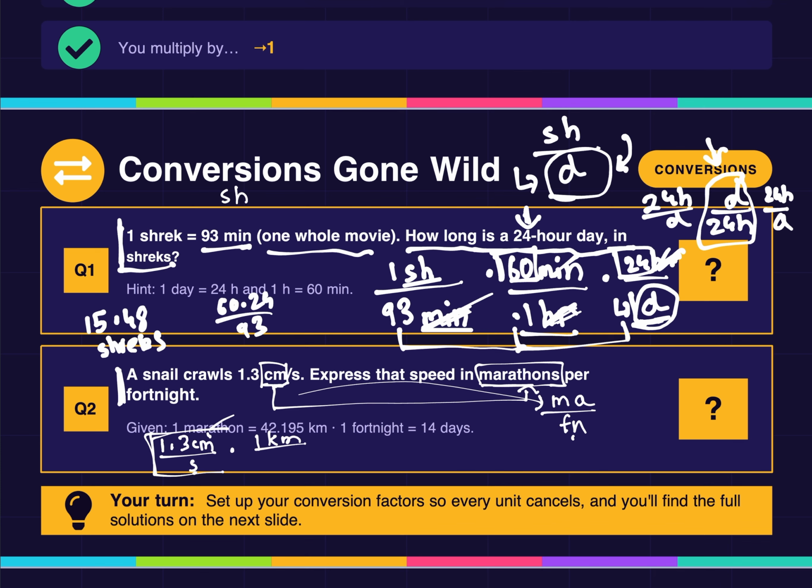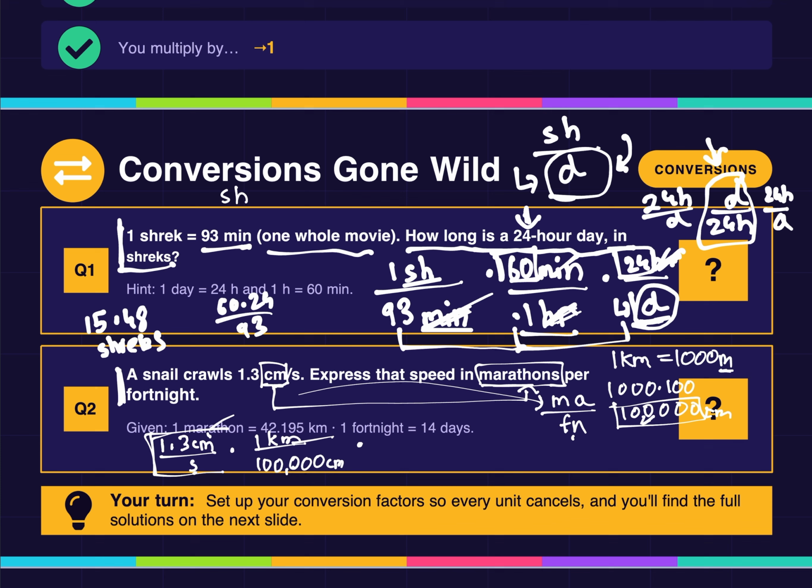Now, we want to cancel out centimeters. So how many centimeters is in a kilometer? Well, 1 kilometer is 1,000 meters. And 1 meter is 100 centimeters. So 1,000 times 100 is 100,000 centimeters. Don't forget your units, guys. So 100,000 centimeters, what we have here.